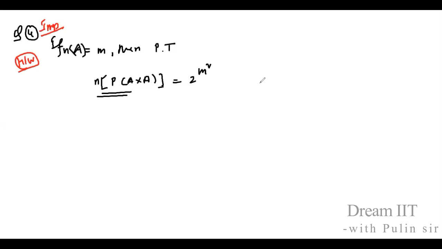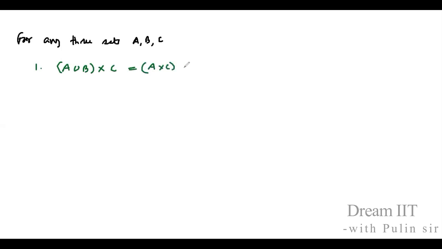Okay. So now we are going to have some properties related to Cartesian product. Cartesian product, we have some properties, right? So these are very important properties. We'll prove a few of them. For any three sets, please go on writing A, B, and C. For any three sets A, B, and C, we have number one, (A union B) cross C is equal to (A cross C) union (B cross C).